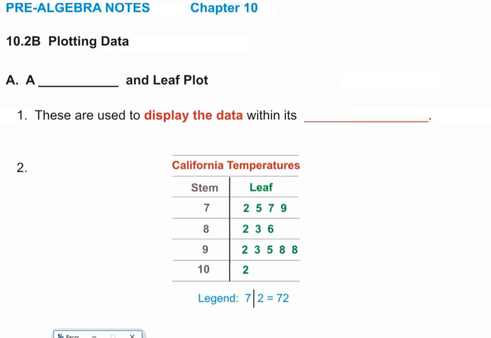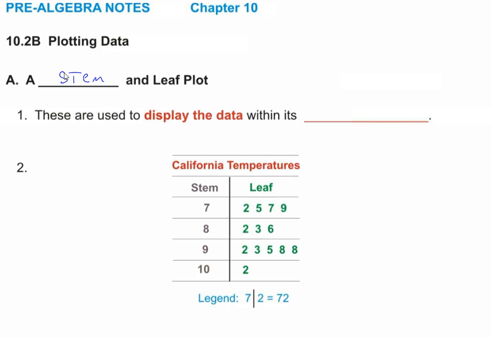So today is a continuation of plotting data, and I like to thoroughly cover the box and whisker plot and the stem and leaf plot, and that's why I break these up into 2 days. But it's one lesson in your book. Okay, so 10B is our stem and leaf plot. So, a stem and leaf plot.